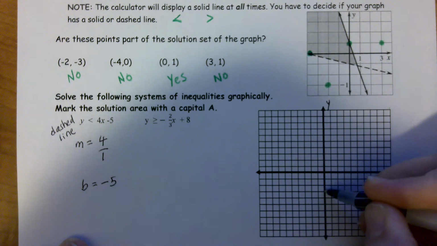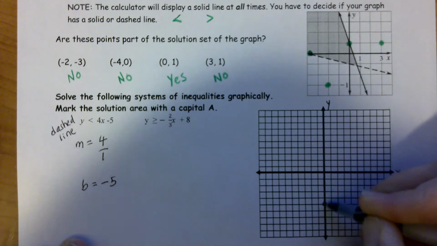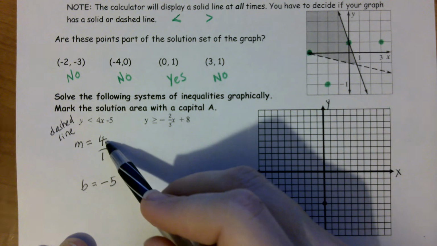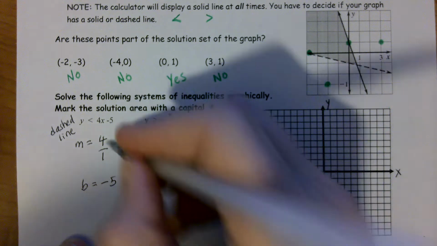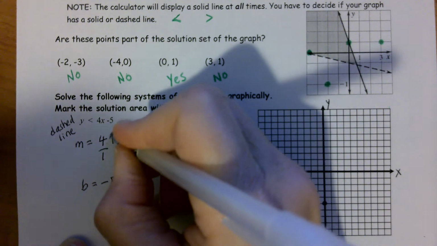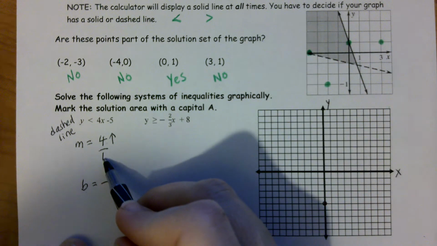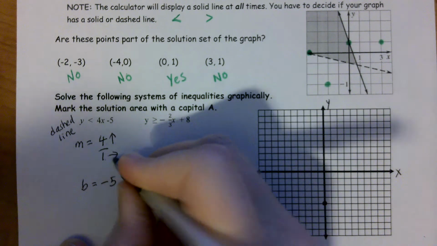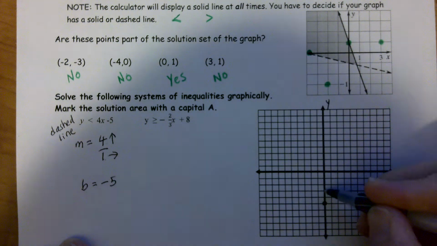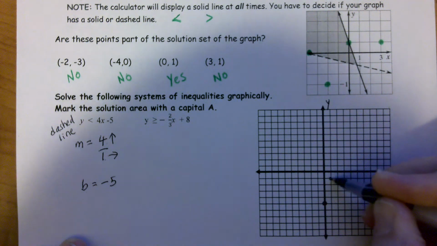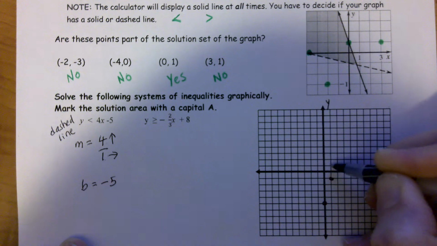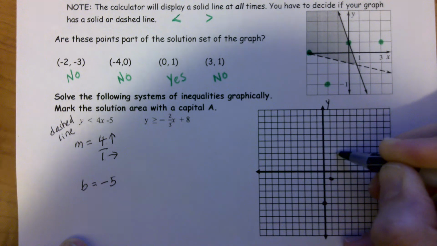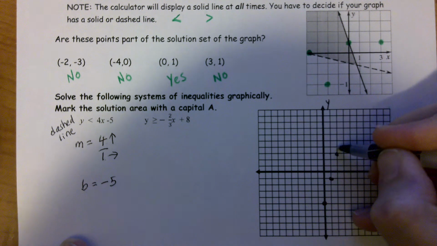I start at my y-intercept of -5, and this is change in y over change in x. So change in y, if it's positive, I'm going to go up. Change in x in the bottom, if that's positive, I go to the right. So up 4, to the right 1, put a dot. Up 4, 1, 2, 3, 4, to the right 1, put a dot. And let's do one more.